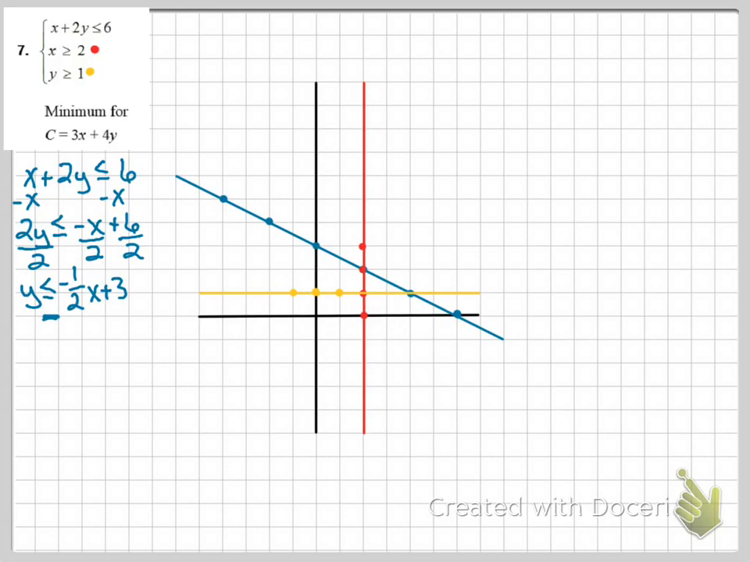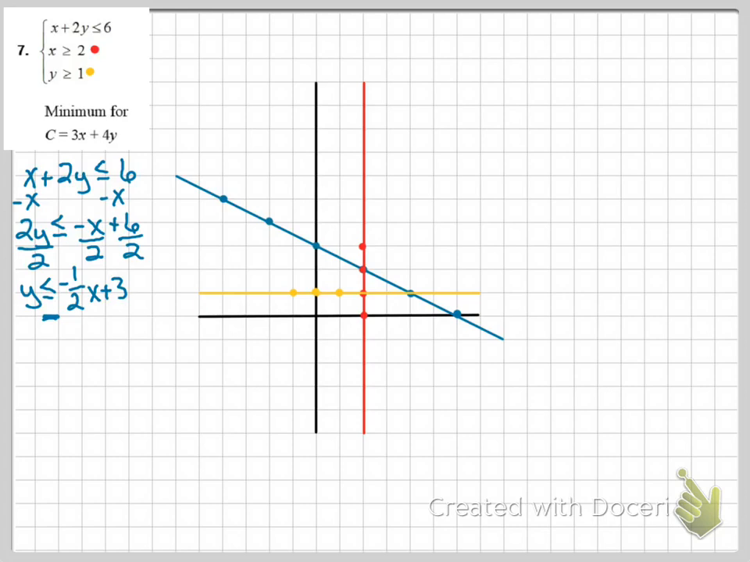So I have my blue line is the negative 1/2 x plus 3. My red line is the x is greater than or equal to 2. Remember that that is where every point has x equal to 2. So that is a vertical line. The y is my yellow line. And that is where every point has y equal to 1. And so that creates a horizontal line.